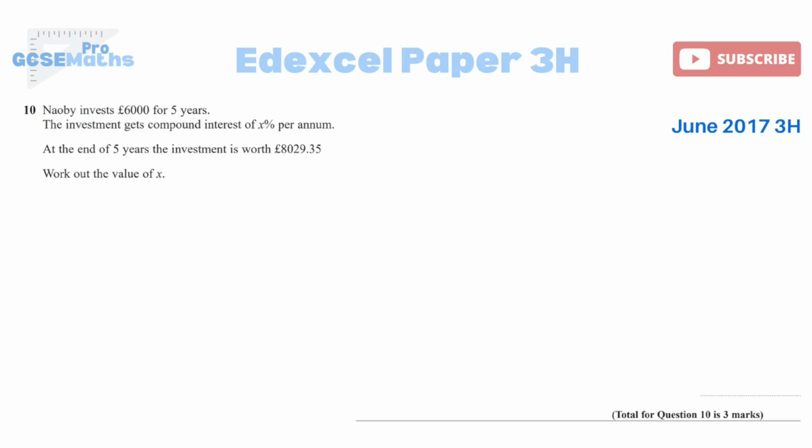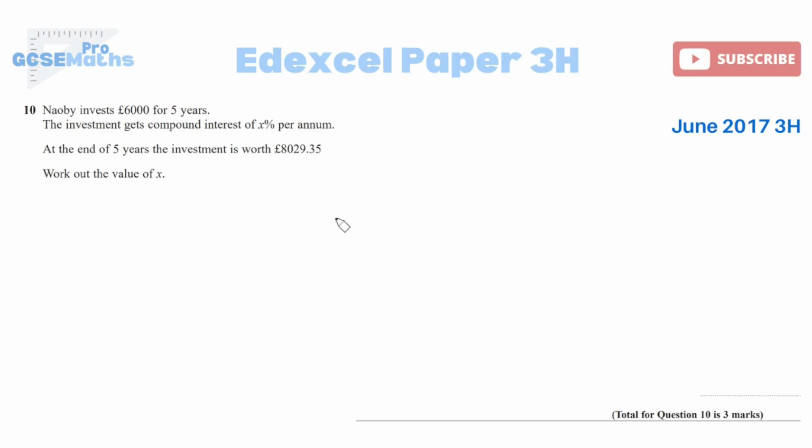Question 10, we're back to compound interest, but now it's the normal version. Naomi invests £6,000 for 5 years. The investment gets compound interest of X% per annum. At the end of 5 years, the investment is worth £8,029.35. Work out the value of X.